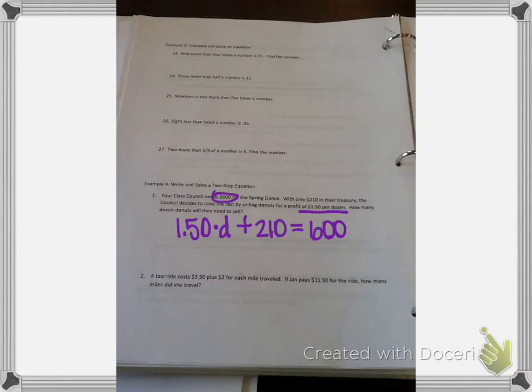Similarly, a taxi ride costs $3.50 plus $2 for each mile traveled. So $2 per mile plus $3.50 for the taxi ride. If Jan pays $11.50 for the ride, how many miles did she travel? So it equals $11.50.